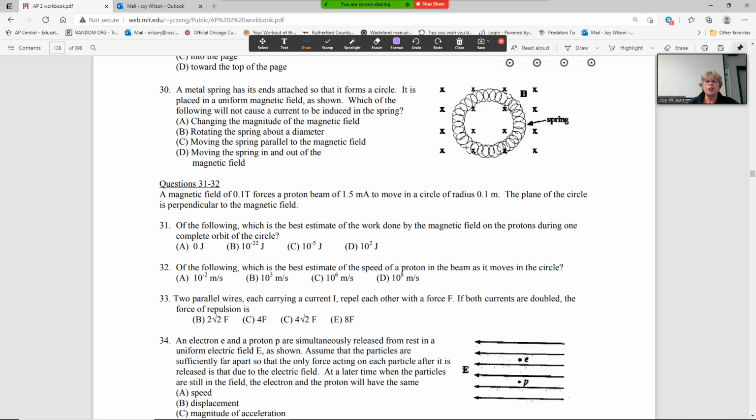So on number 30, what will not cause a current to be induced? Well, changing the magnetic field causes one. Rotating the spring about a diameter, turning the spring, does. Moving the spring parallel to the magnetic field. If I just take it and I leave it in the magnetic field and I move it this way, as long as it doesn't leave the magnetic field, no induction. We haven't changed strength, size, area, and we haven't changed orientation. So C is the correct answer for number 30.